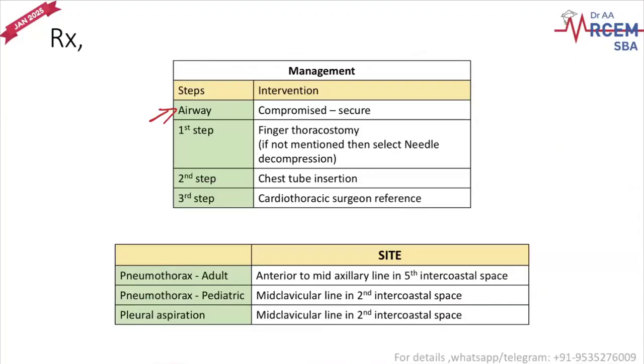If the patient has a tension pneumothorax and a compromised airway, secure the airway. That should be done first. After that, you are entering into breathing. In breathing comes the tension pneumothorax. Then you will be dealing with the tension pneumothorax in the breathing.